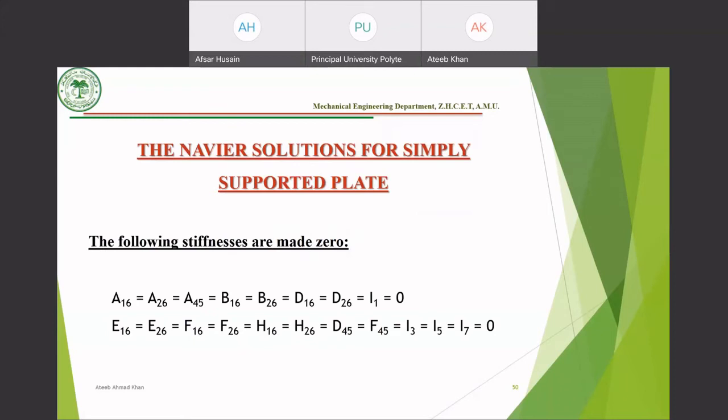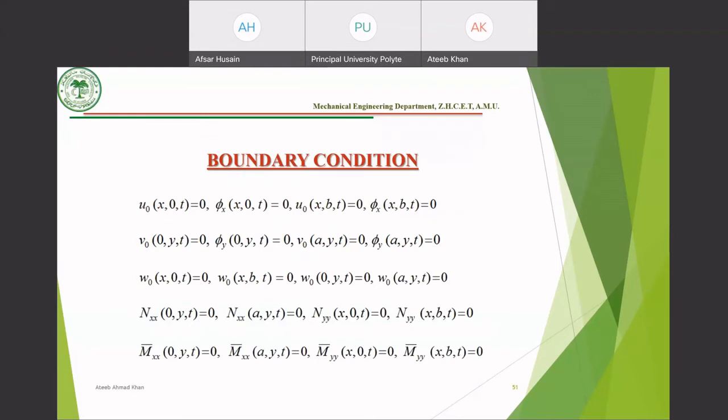And the boundary conditions are satisfied with the help of Navier's solution, where these constants are made equal to 0. So these are the boundary conditions. Here I would like you to emphasize this condition, and maybe this one and this one. So I'll be explaining that when we take the Fourier expansion in order to satisfy the simply supported boundary conditions, how we have assumed the solution, I'll be telling you.